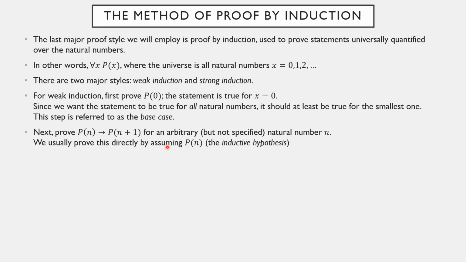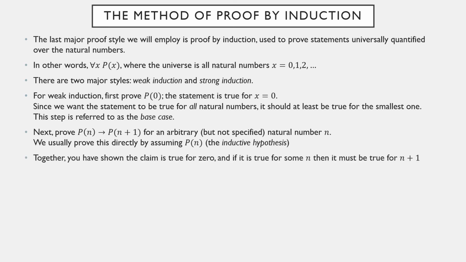Next, establish this conditional statement. If you assume the statement is true for n, can you then show that the statement is true for n plus 1, where n is not a specific natural number, it's any natural number. Okay, so generally you're going to do this by assuming P of n is true. You're going to prove it directly, and this is called assuming the inductive hypothesis. And then you're going to derive P of n plus 1. Once you have both of these things proven, the base case, P of 0, and the inductive step, P of n implies P of n plus 1. Okay, now I've proven both of those things. Altogether, it now must be true for all natural numbers.